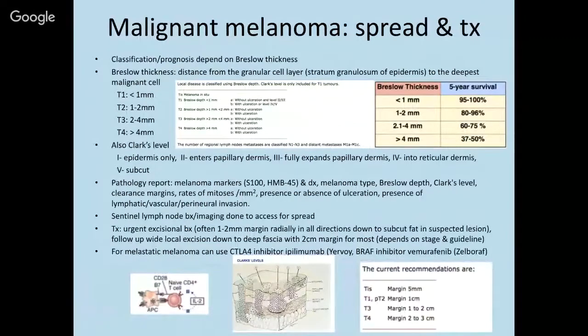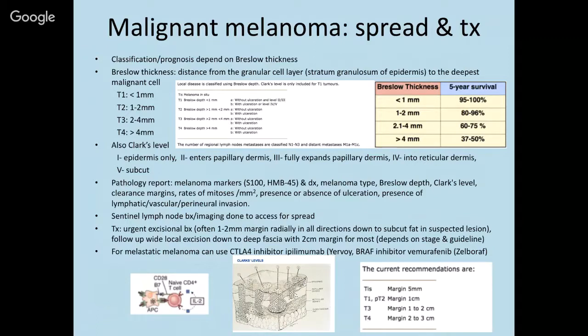In terms of spread and treatment, we can classify them based on two things: Breslow thickness and Clark's level. So Breslow thickness is a measure of the distance from the granular cell layer. So that's the stratum granulosum of epidermis. So it goes stratum corneum, stratum lucidum, stratum granulosum, stratum spongiosum, and then stratum germinativum. So it's like the third one, and often you can easily see a line on the histological specimen, whereas the stratum corneum is kind of all over the place and varying thickness.